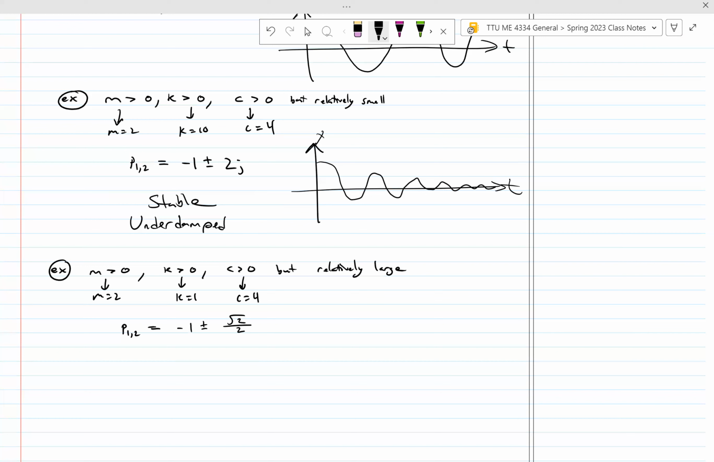Square root of 2 over 2. Is that bigger or smaller than the magnitude of 1? That's the question here. Square root of 2 over 2. What do you think? Bigger or smaller? Smaller, right? There's no way that number is going to be greater than 1. We have the square root of something under itself, so there's no way we're going to end up with a positive real part for one of our poles. They're both going to be negative. So what is this system? It is stable.